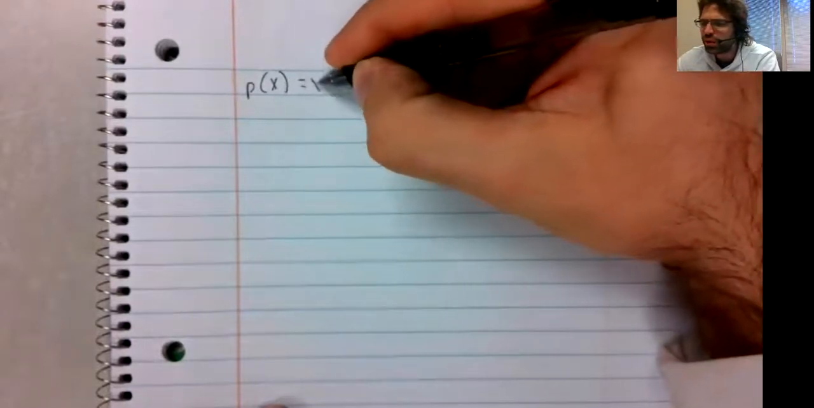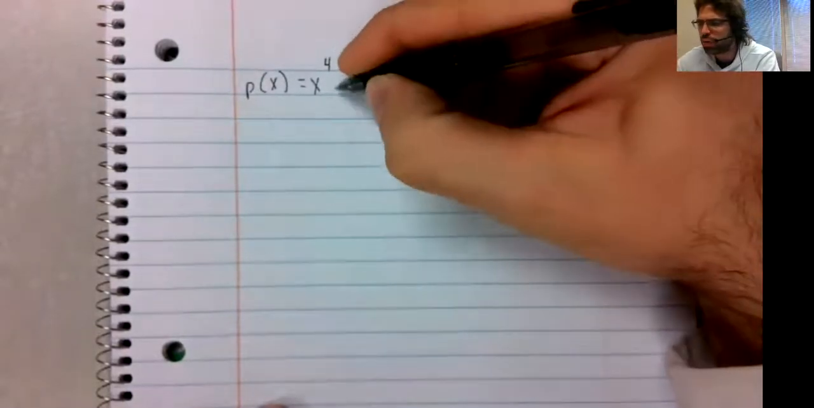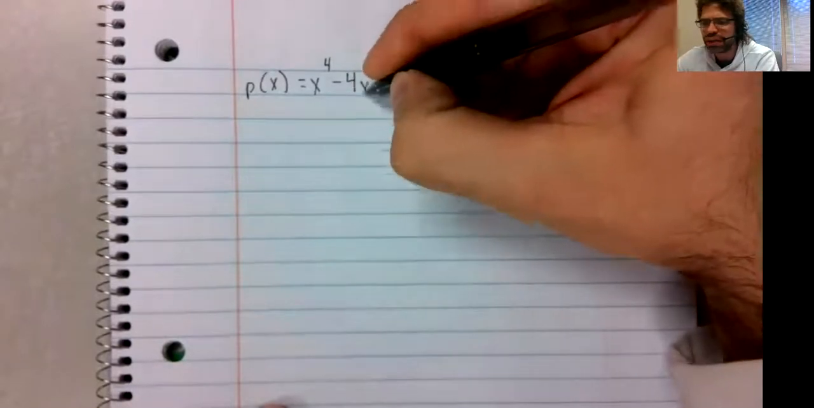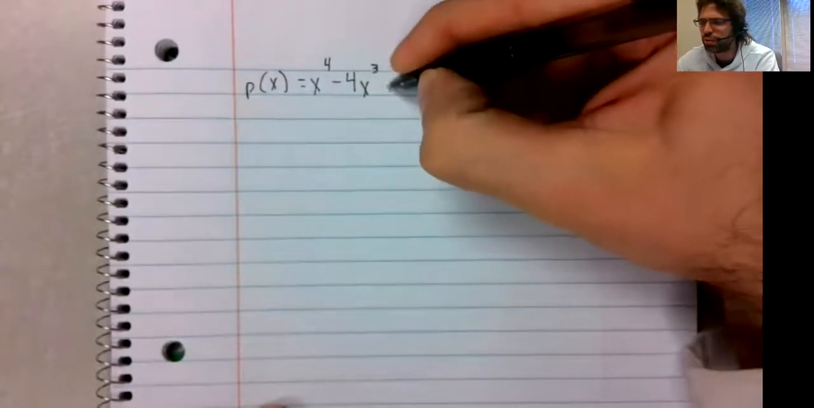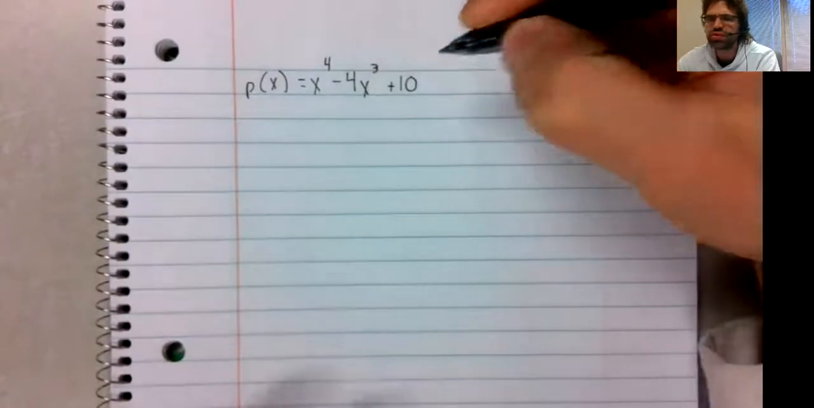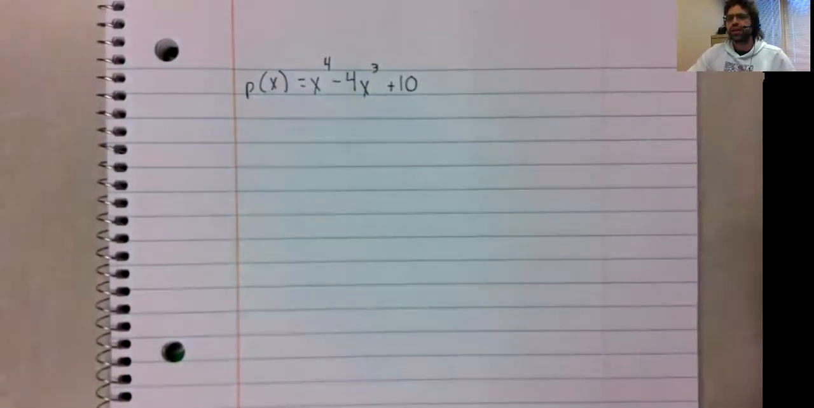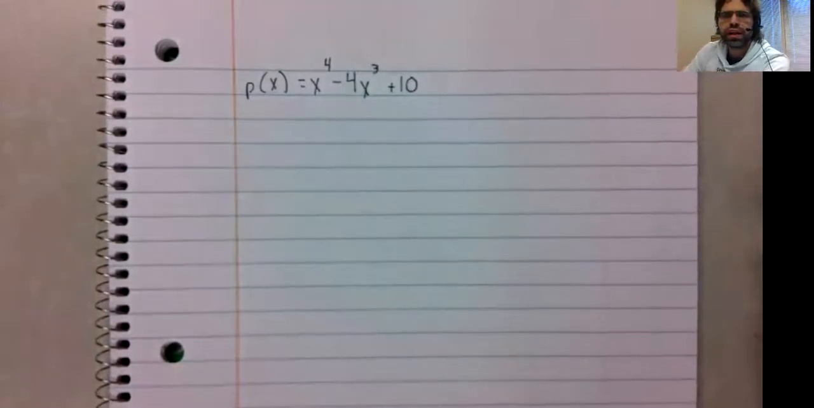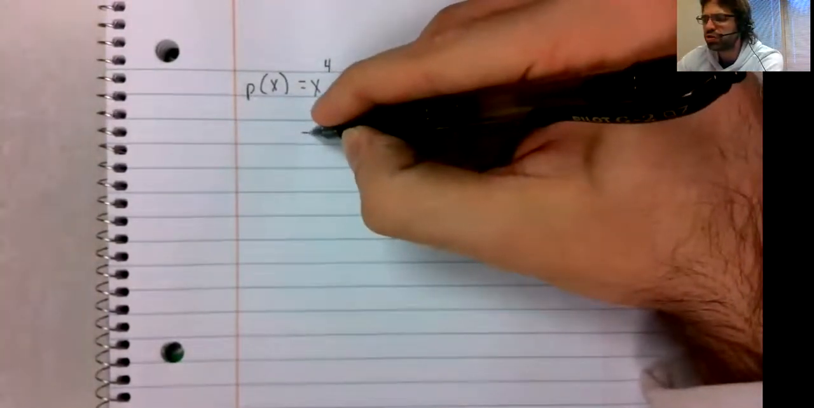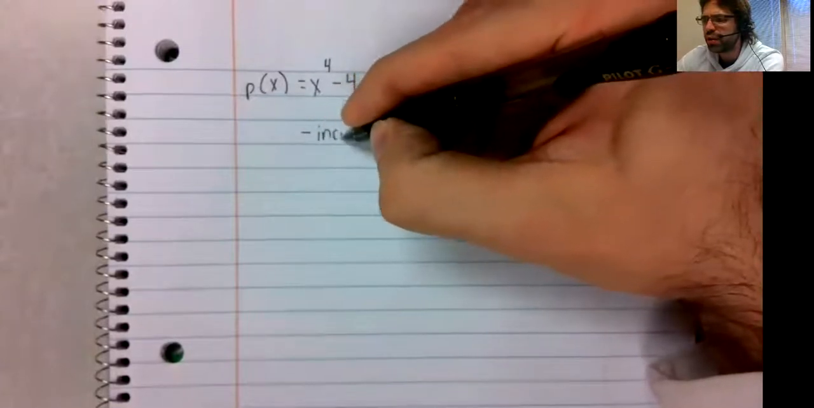In this and the next few videos, let's analyze a function. The polynomial p of x equals x to the fourth minus 4x cubed plus 10. In this video, we'll analyze it using the first derivative.